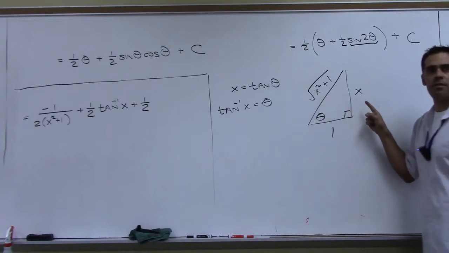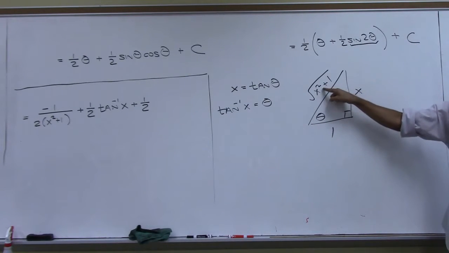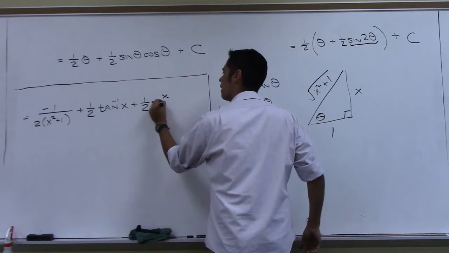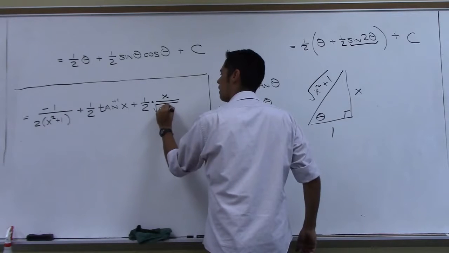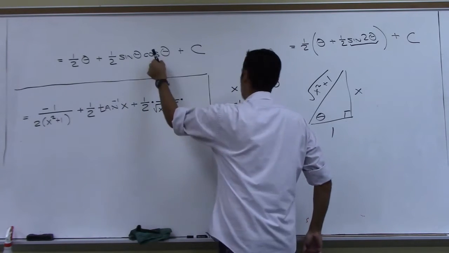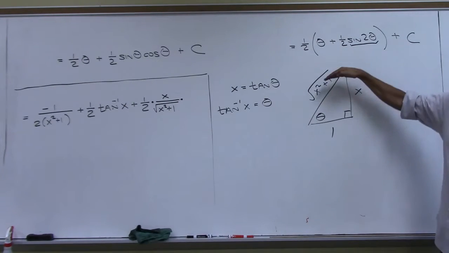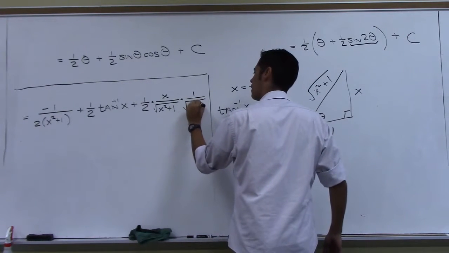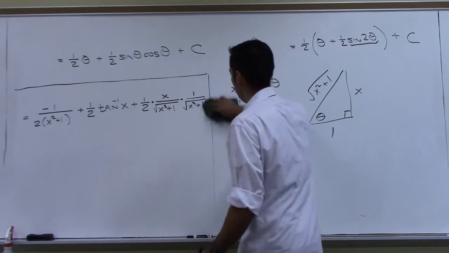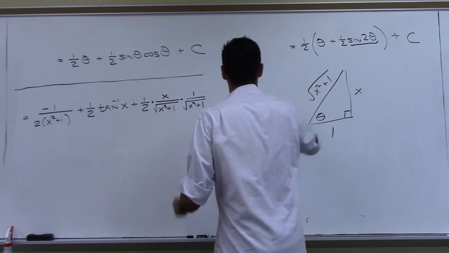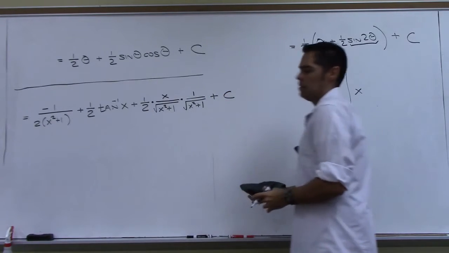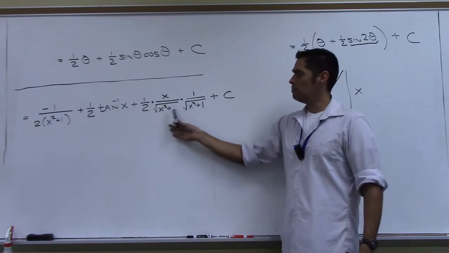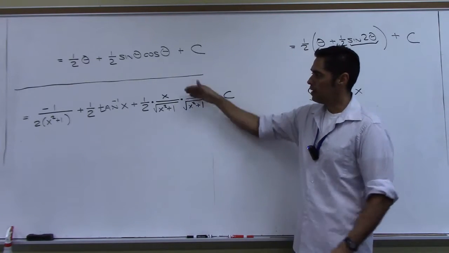Sine of theta is this over this, x over the root. And then times cosine theta, which is 1 over the root. And then plus c. And I think one thing I would do to clean this up is put these roots together and then make the root go away. And then I have an x on top.